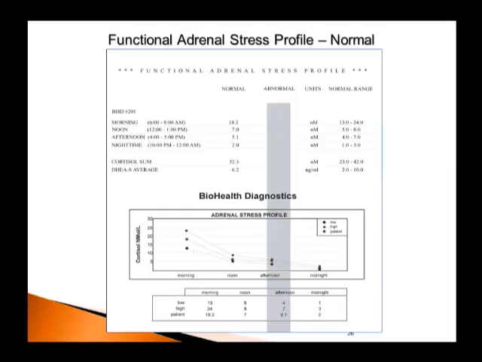And so this is what's called a functional test. It gives you a graphic representation of what's happening over a 24-hour period of time. And each of these values ideally should be somewhere in that upper 2/3 of normal range with respect to their individual reference ranges.